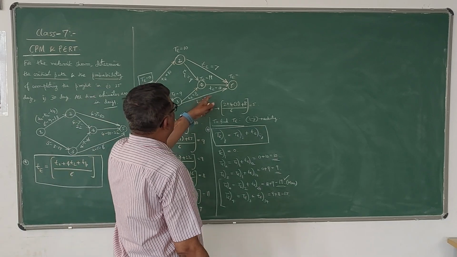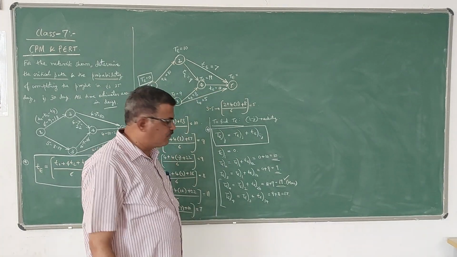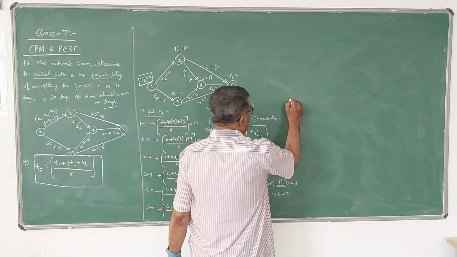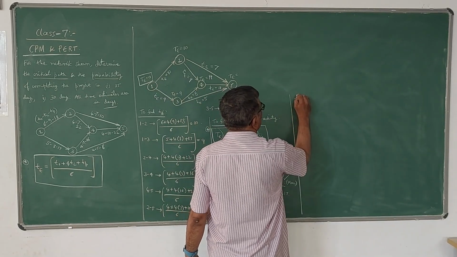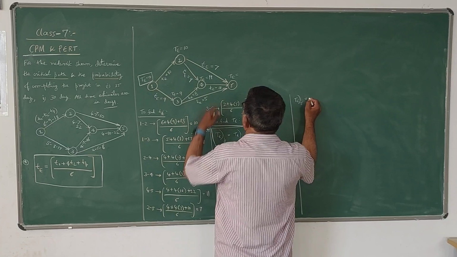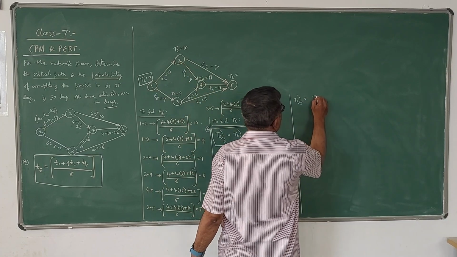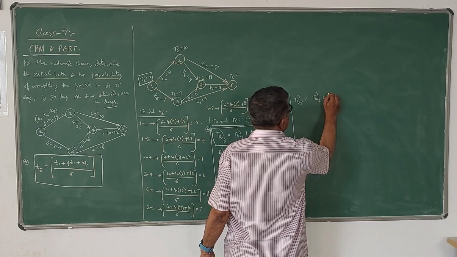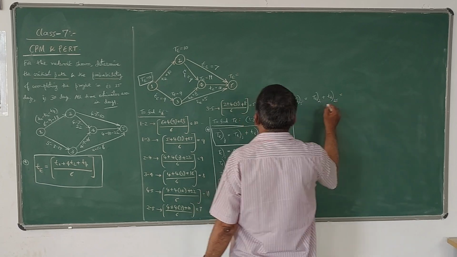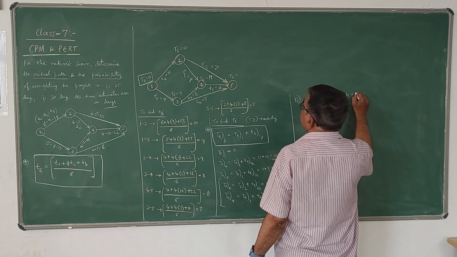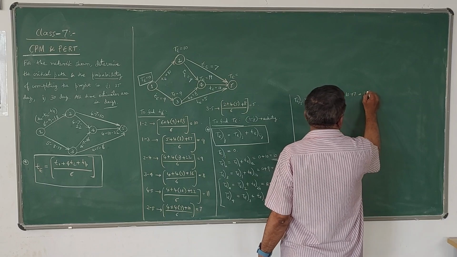Next, coming to 5. There are 3 arrows leading to 5. So we have to find out 3 values. Among that, we have to take the maximum. So TE5, I will write. If I take this from second, TE2 plus small TE25. TE2 is 10 plus 7, 17.